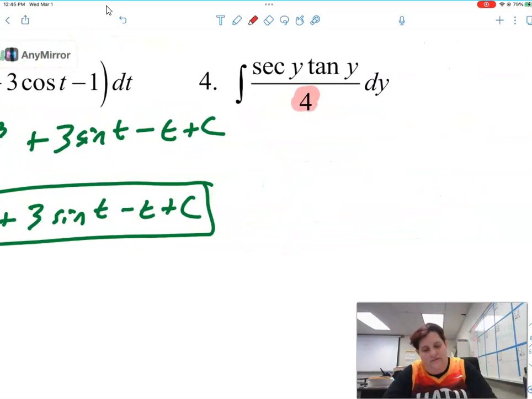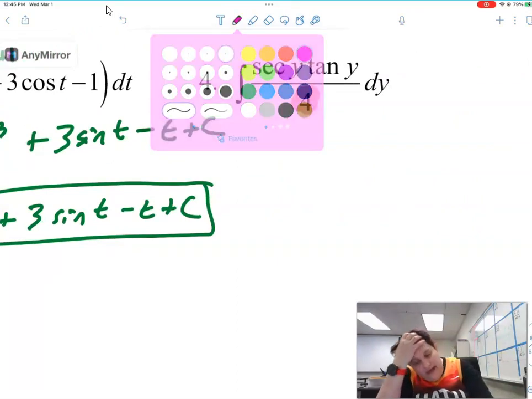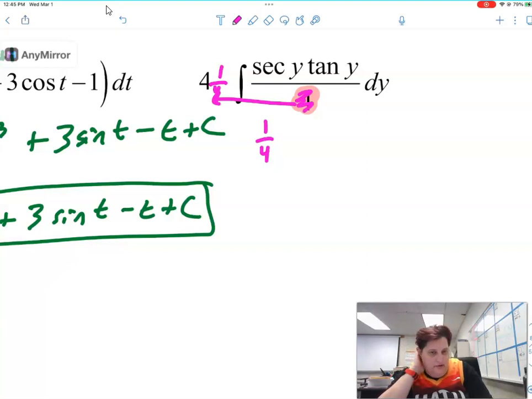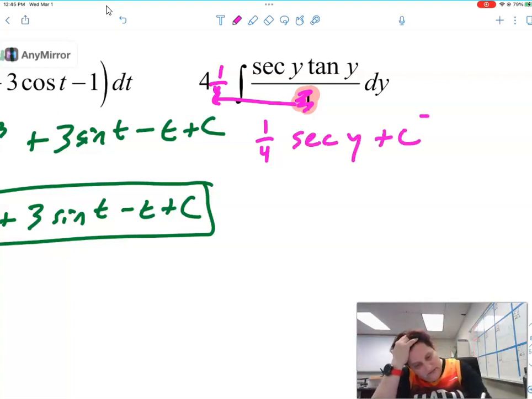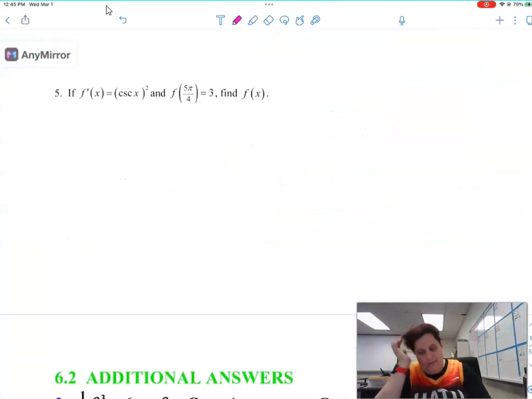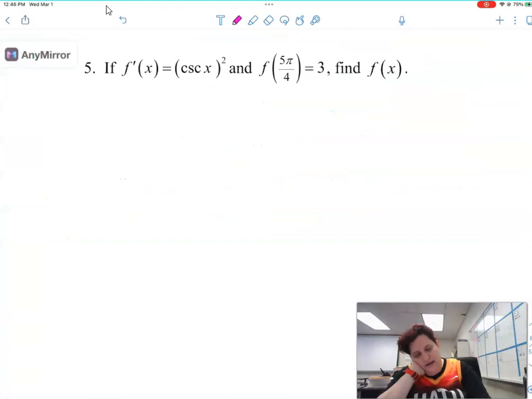Okay, where you guys see this 4 right here, we actually can also bring that out in front. The only thing is when I bring it out, because the 4 is on the bottom, it's going to be a 1/4. Okay? I'm just moving that out. And then if I say, what's the integral of secant tangent? That's one of the ones we memorize. We know the derivative of secant is secant tangent. So the integral of secant tangent is secant. Okay? So we're just going backwards on all these things.